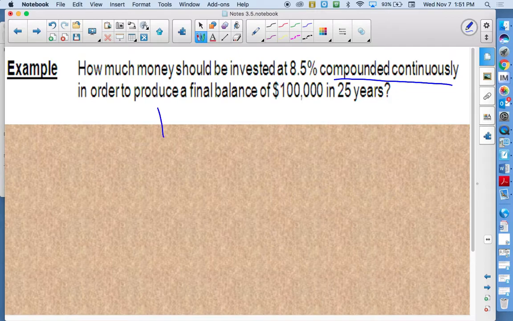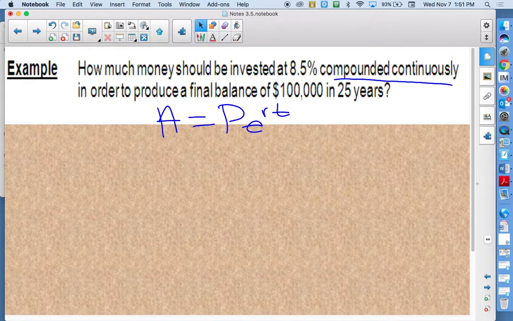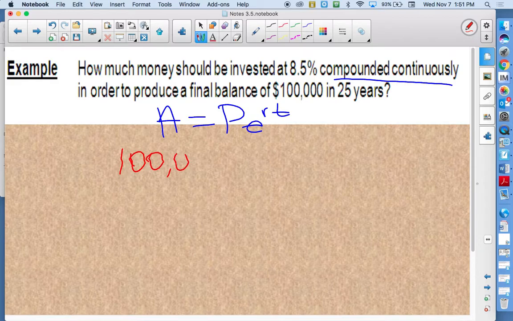So compounded continuously means we're using the Pert formula. The key word there is continuously, so we need to use the other formula. So what are we plugging in here? For A, you plug in 100,000. We don't know what the principal is, the amount we want to invest. That's what we're trying to figure out, because our end result is $100,000. And the rate, if it's 8.5%, is really 0.085. And the number of years would be 25. It'd be a really nice 25th birthday present.